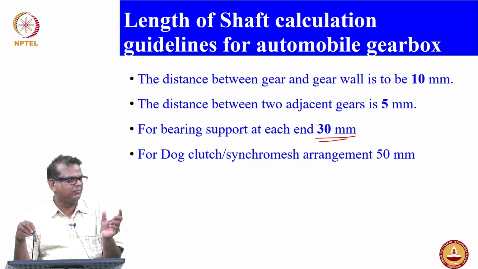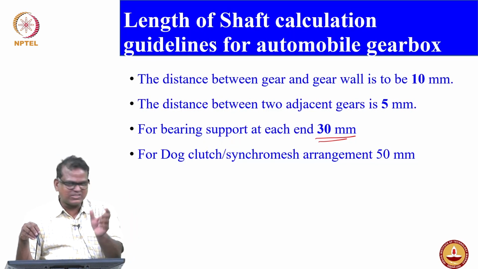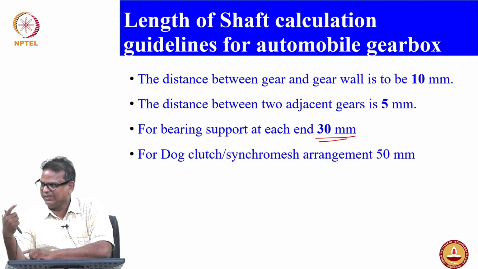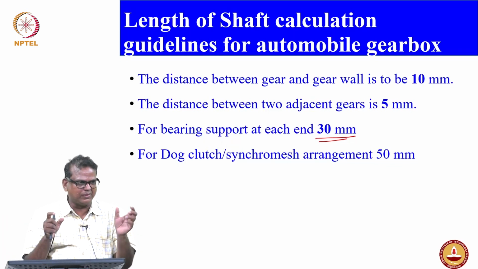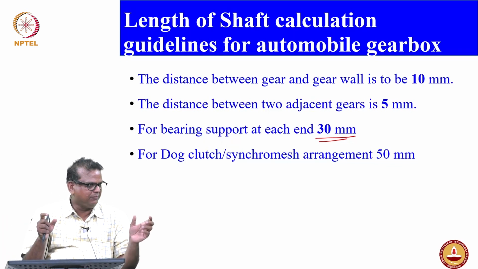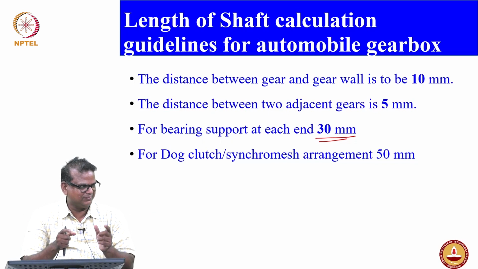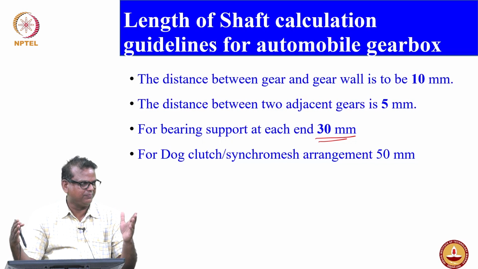I am missing just one point, your face width. That will also add up into your shaft calculation. So, if you have first gear, the face width will be higher, second gear will be reduced, and again when you go for a higher fifth and sixth, they will slightly increase. Those things need to be calculated. That also will come into the picture. Altogether, they will give you the length of the shaft.